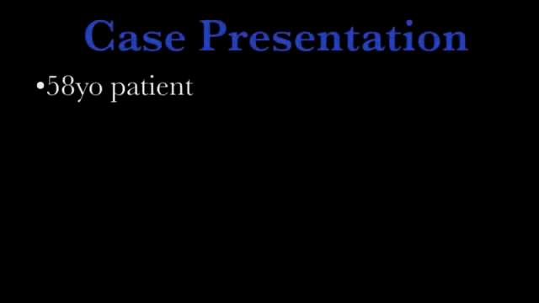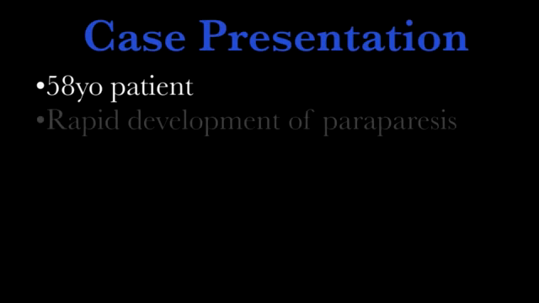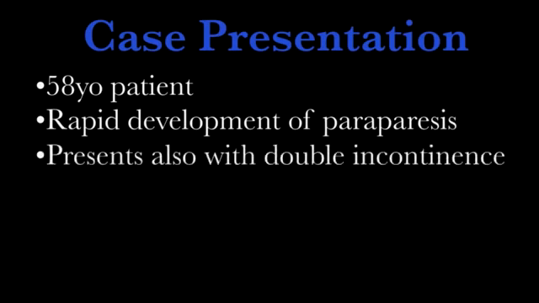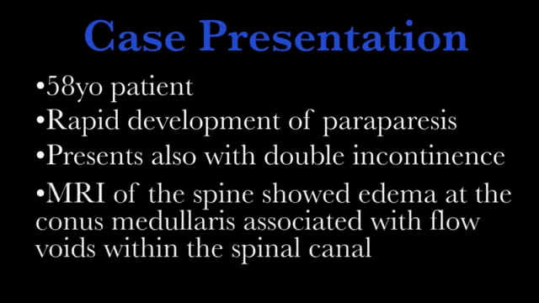This is the case of a 58-year-old patient who rapidly developed progressive paraparesis associated with double incontinence. On an MRI of the spine, it was seen that he had significant edema at the conus associated with flow voids within the spinal canal.